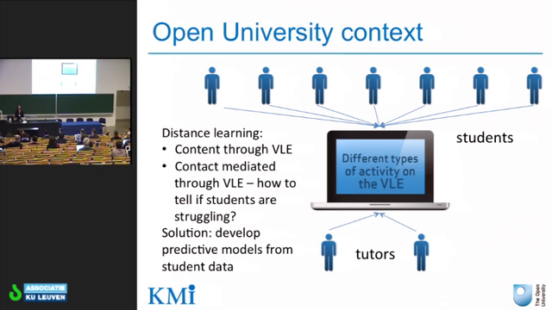The solution is to develop predictive models on the student data from this data source and other data sources, as I'll go into, and then use this to predict which students are struggling and then visualise this in some useful way to the tutors and allow them to decide, on the basis of that data, who's going to benefit from an intervention.